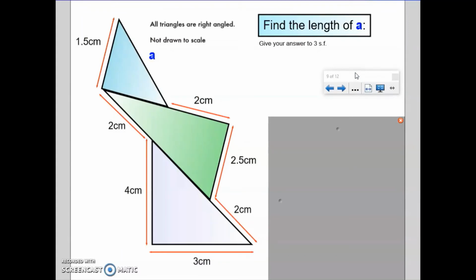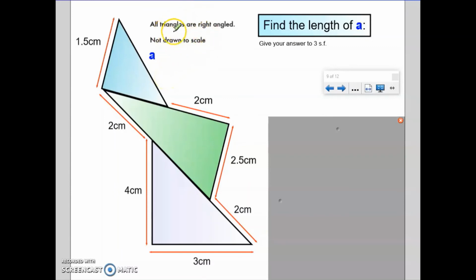Okay, so next step. For the next task, one at a time, I'm going to give you 3 puzzles to solve. You can see that there is a length here labeled length A. I would like you to use your knowledge of Pythagoras, starting with this bottom triangle, in order to find the length of A.